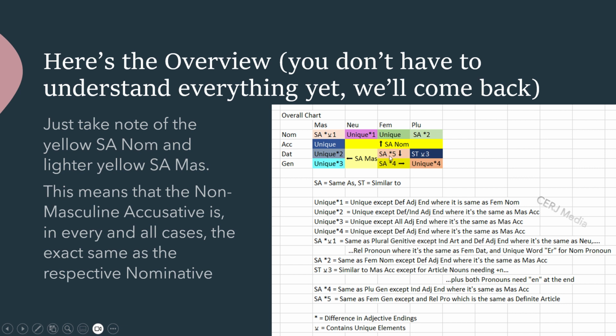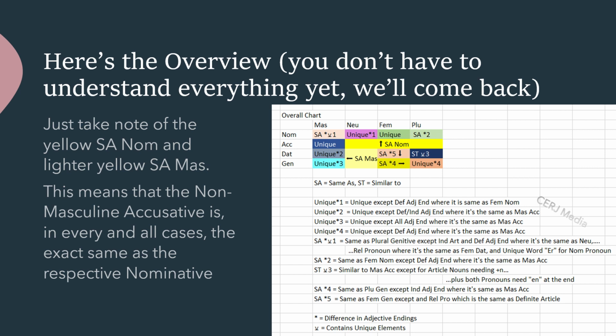As you can see here, this is technically a lot of the basic information that you need to know. So we have unique, unique, unique, unique, but some of these have asterisks. For example, this unique *1 is unique except the definite adjective ending, which is the same as feminine nominative. So in that case, if you remember the feminine nominative, then you'll know what this unique *1 is. It's mostly unique except it copies one element from somewhere else.